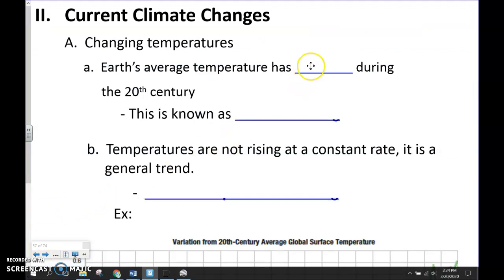Okay, Earth's average temperature has increased during this past century. During the 20th century. This increase in temperature is known as global warming. Okay, so the increase in general of the temperature. Just a couple of clarifications on that. Temperatures are not rising at a constant rate. It's a general trend.